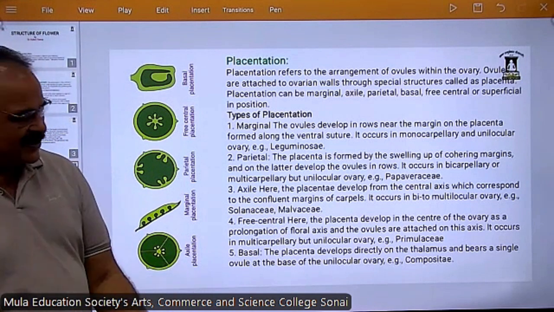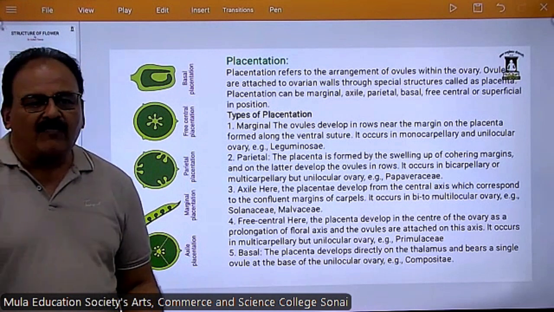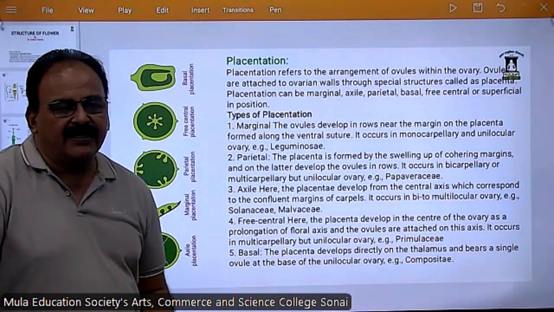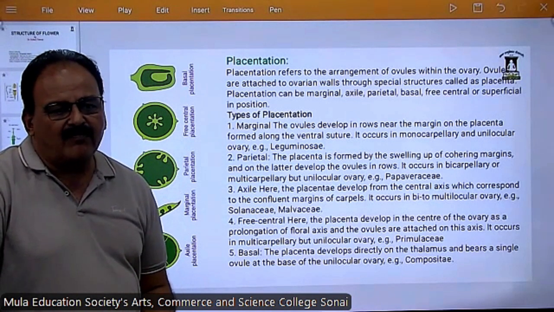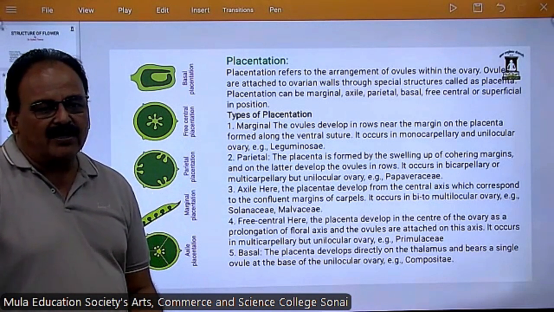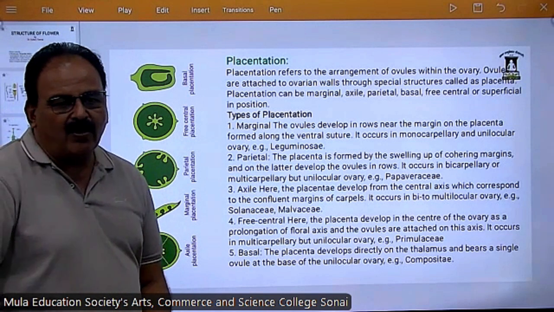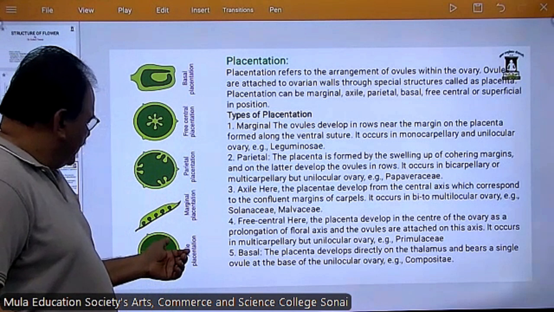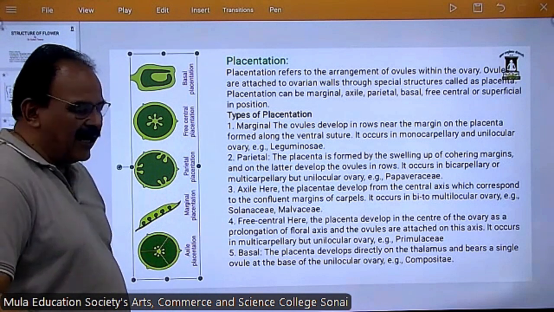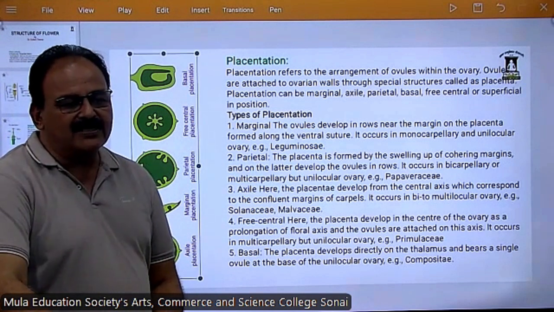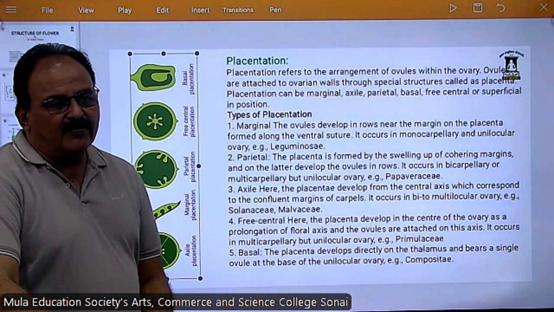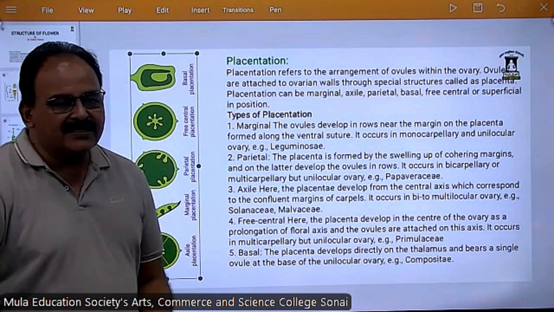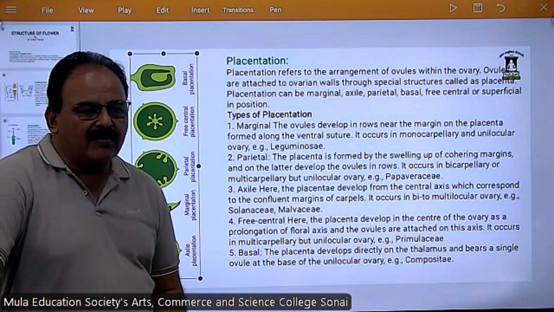This is axial placentation. The placenta develops from the central axis, which corresponds to the confluent margins of carpels. It occurs in bi- to multilocular ovary, for example, Solanaceae, Malvaceae. Here, these are margins, and within this, the number of ovules is one to many, locules are one to many, and their example is family Solanaceae or Malvaceae.